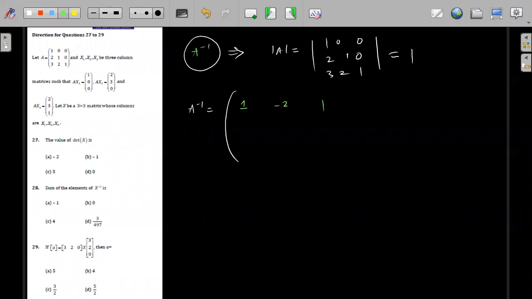So 1. Next is 0. This is 1 into 1 minus 3, yeah, this is also 1. Then you have 2 minus 3, so this will be minus 2. Then I will find for this one 0. Again 0, again 0. And the last one is 1 ones are 1, so this is 1.